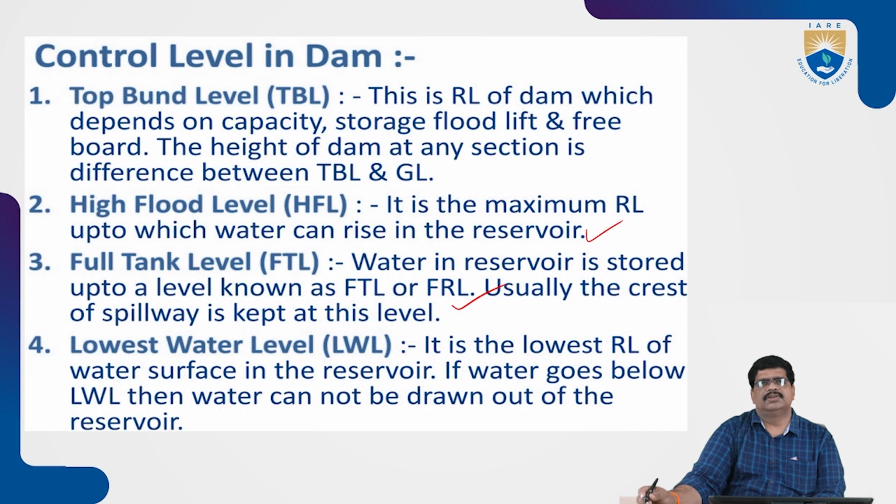Next, lowest water level. It is the lowest RL of the surface in the reservoir. If the water goes below the lowest water level, the water cannot be drawn out of the reservoir. If the water goes below this level, the water cannot be drawn out of the reservoir. So this is the lowest water level.